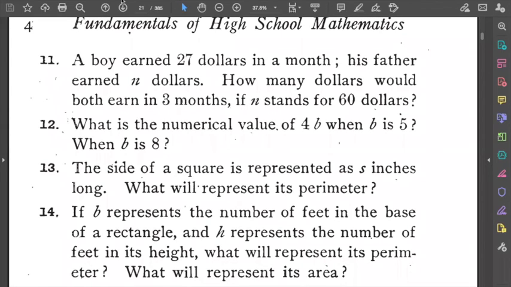Please, for 11, I got $201. Yes. A boy earns 12. When B is equal to 5, the answer is 20. And when B is equal to 8, the answer is 32. Okay. Now 13, the answer is 4S.